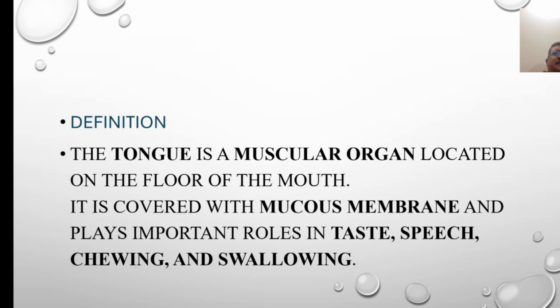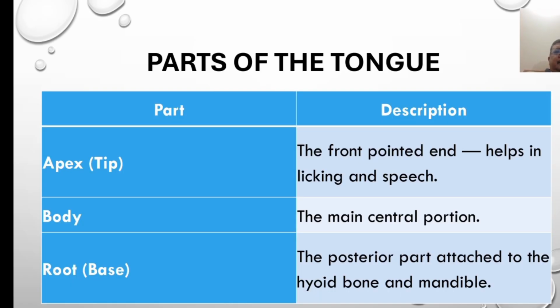Anatomy and physiology of the tongue. Definition: tongue is the muscular organ located on the floor of the mouth. It is covered with mucous membrane and plays important roles in taste, speech, chewing, and swallowing. So, parts of the tongue, that is apex tip, the front pointed and help in licking and speech.